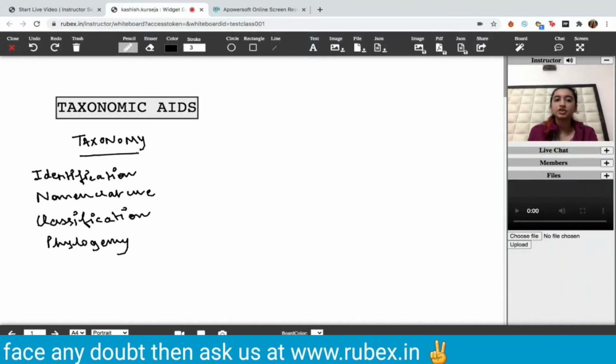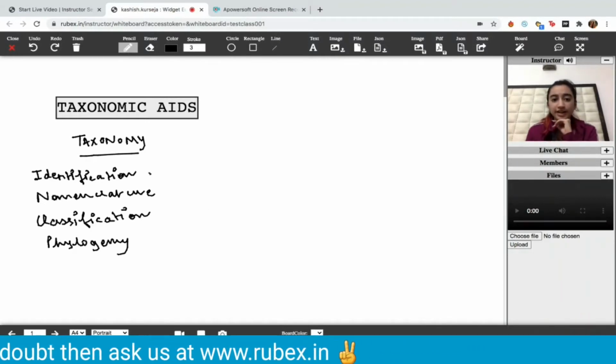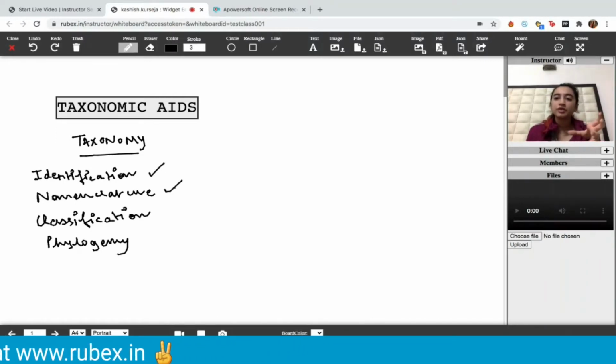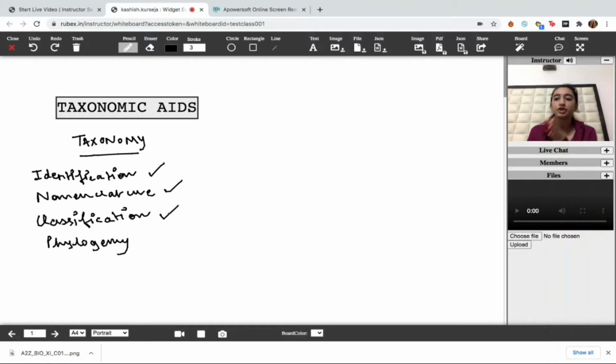Taxonomy is the study which involves different branches like identification of a species, nomenclature, that is what name we give to the species on the basis of a particular criteria of classification. Then we classify that species into different groups which will help us in studying it further easier. And finally we have phylogeny which refers to the evolutionary history of that particular species, right? So how evolutionarily evolved it is and how it is related to different species. Taxonomic aids will help us in all of these branches of taxonomy.